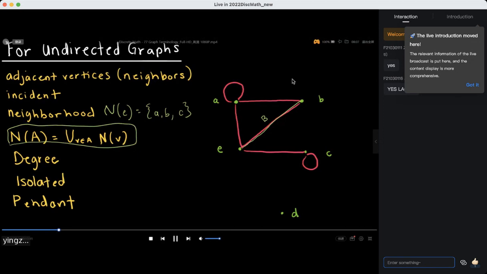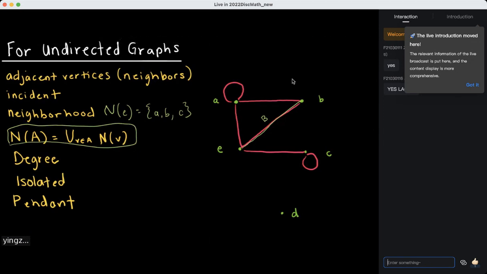That brings us to degree. The degree for an undirected graph is essentially the sum of the number of ins and outs. So the number of vertices connected to that particular vertex, so the number of edges connected to the vertex.